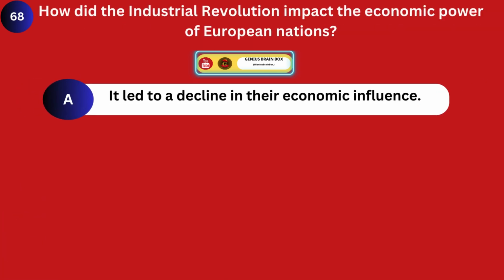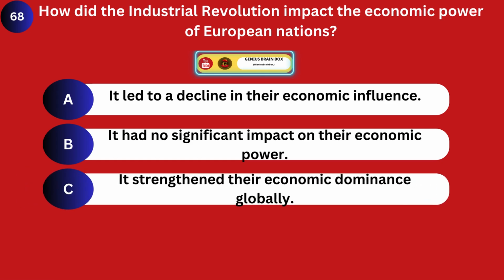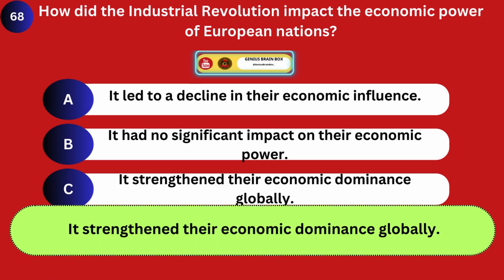How did the Industrial Revolution impact the economic power of European nations? Option A. It led to a decline in their economic influence. Option B. It had no significant impact on their economic power. Option C. It strengthened their economic dominance globally. Correct answer is: it strengthened their economic dominance globally.